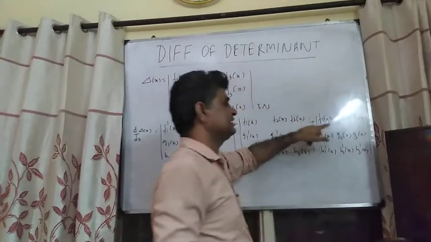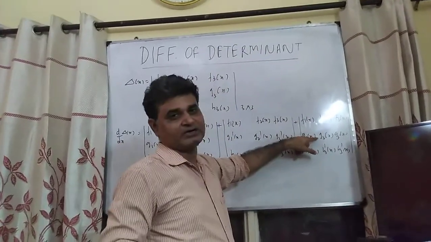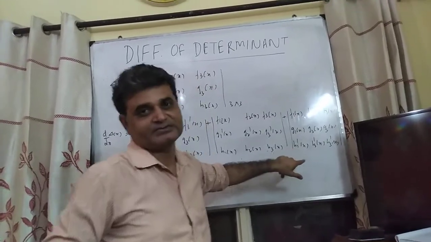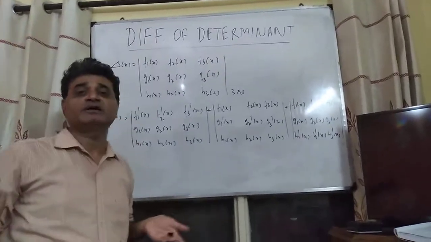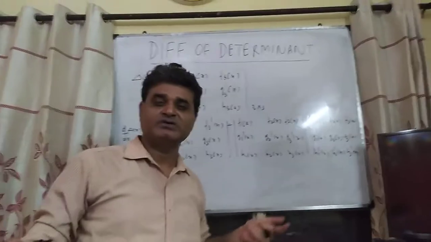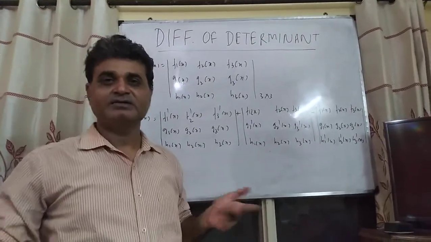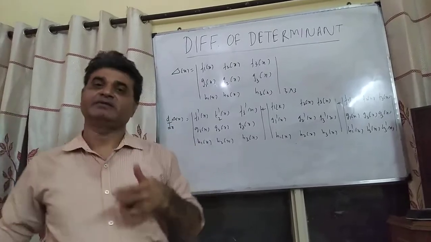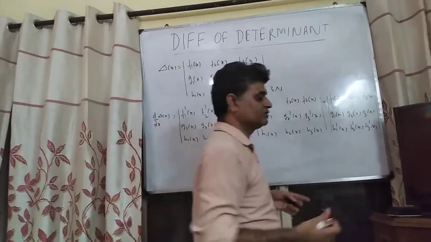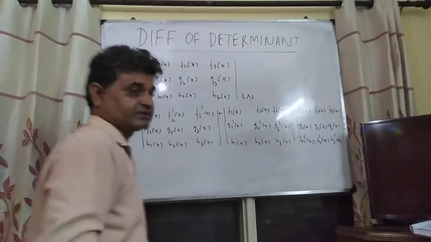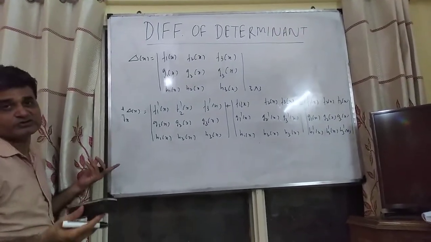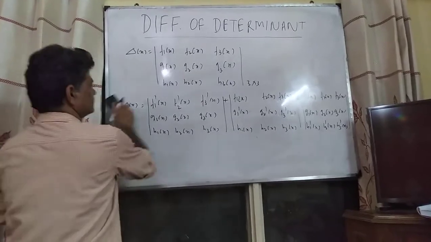Plus, in the third case, first row elements and second row elements will remain same, and third row elements have to be differentiated. In the same way, if it is a 4 by 4, then you differentiate the first row elements, plus second row elements with the rest remaining same, third row elements with the rest remaining same, fourth row elements with the rest remaining same. So this is the procedure to differentiate a determinant. Now we are moving to solve some questions so that you can understand it properly.